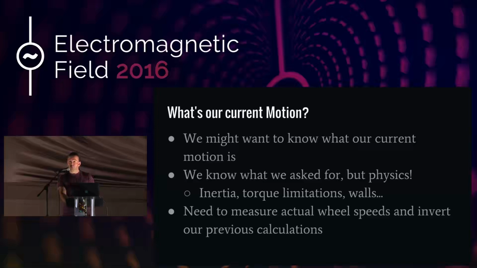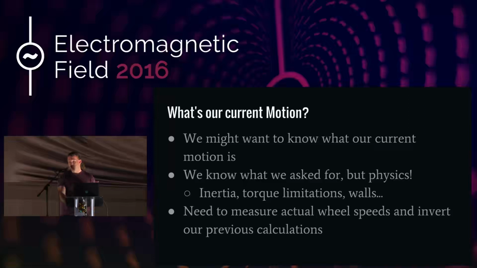We could go basic on the basis that, well, we asked for a particular motion, but that doesn't really work because we have inertia. We have things that the robot might run into. Perhaps we're going up a hill, and so some motors are going to have to drive harder than others. So we actually need to measure these directly.